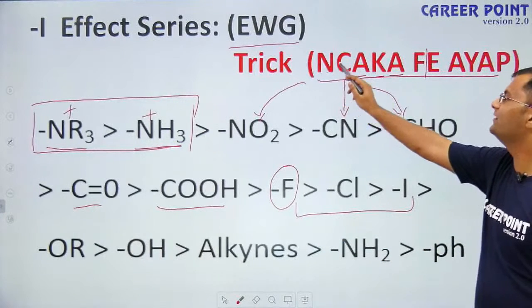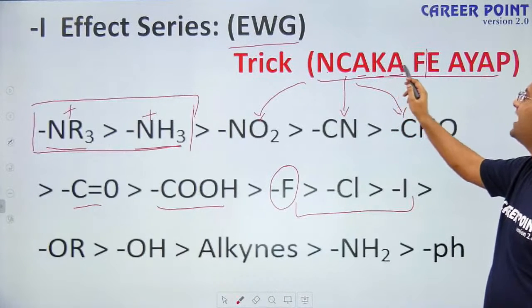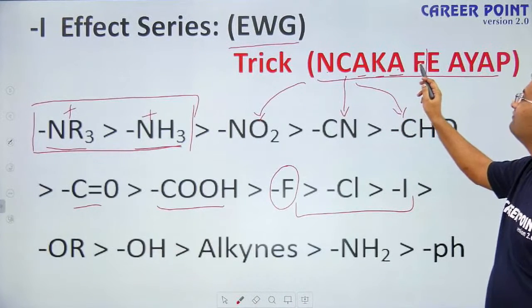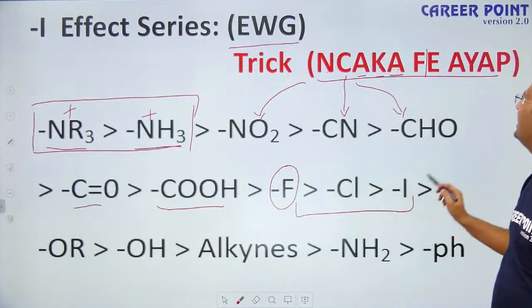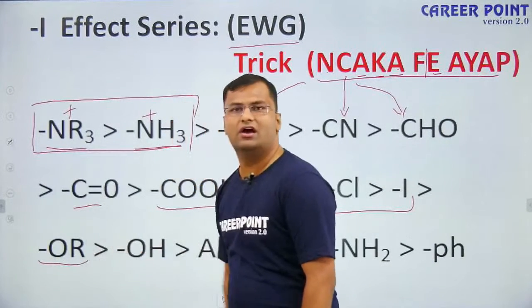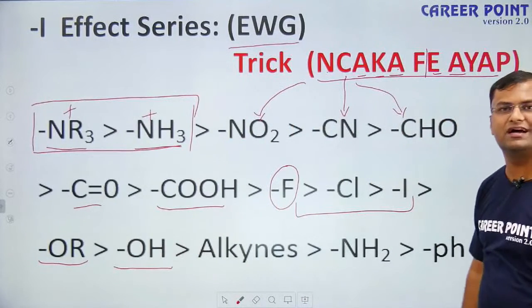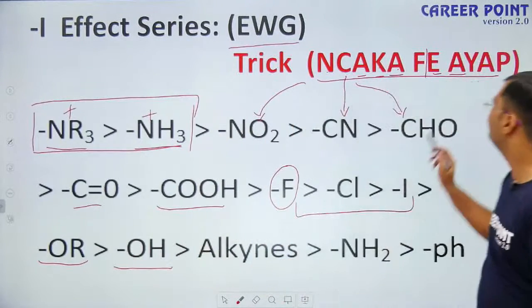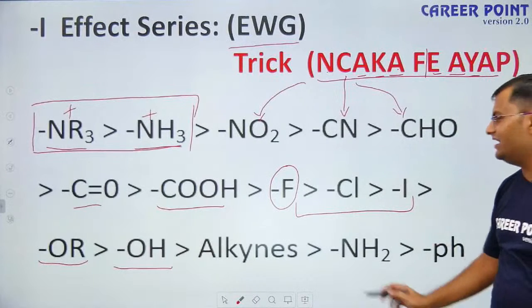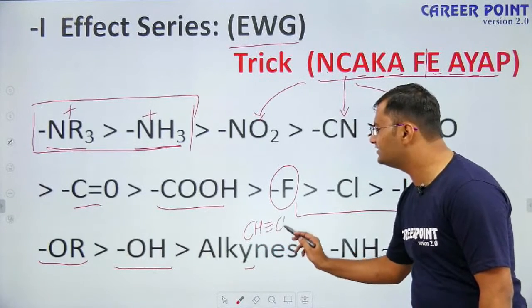So this is cyano, this is nitro, this is cyano, this is aldehyde, this is ketone, this is acid, this is fluoride, and after that chlorine and iodide. And after that we will go for ethers. Okay? And after that we will go for alcohols. Ethers, alcohols, and after that we will go for Y for yne, or we can say that CH triple bond CH.